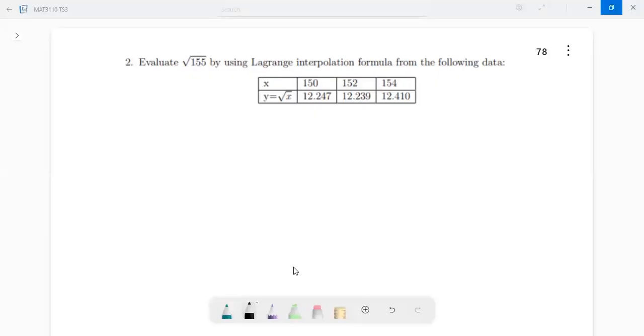Okay, so this is our second question. The question says evaluate the square root of 155 by using Lagrange interpolation formula from the following data. This time around we are given 3 points. So when you're given 3 points, this will result into what? A quadratic Lagrange interpolation polynomial. So we're going to have a quadratic.